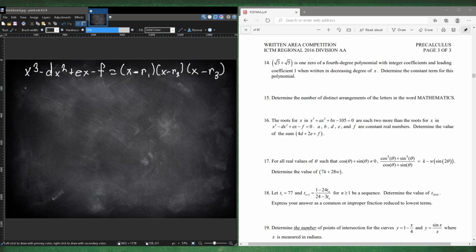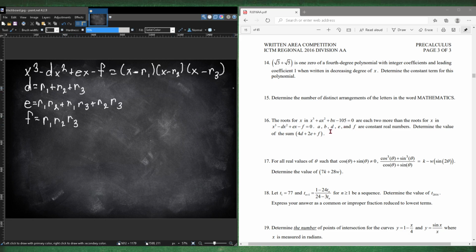From there, I know that d, because this is a polynomial, is equal to the sum of the roots, so r1 plus r2 plus r3. E is the sum of the product of the roots taken two at a time, so r1 r2 plus r1 r3 plus r2 r3. And then f is equal to the product of all three, r1 r2 r3.